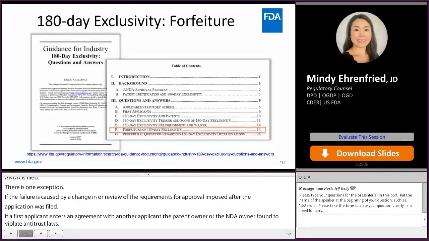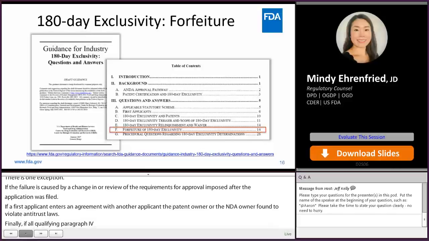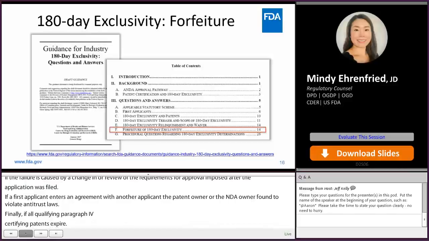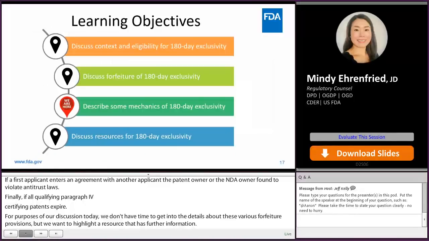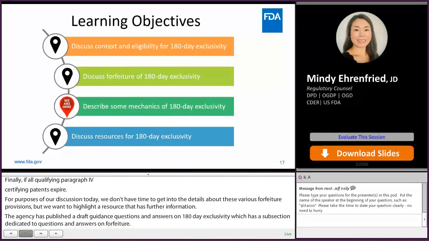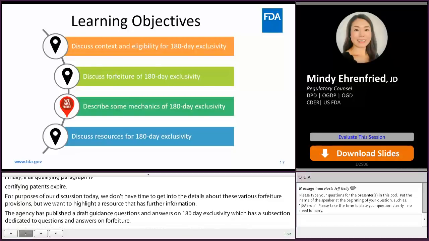For purposes of our discussion today, we don't have time to get into the details about these various forfeiture provisions, but we want to highlight a resource that has further information. The agency has published a draft guidance on questions and answers on 180-day exclusivity, which has a subsection dedicated to questions and answers on forfeiture. The draft guidance can be located on FDA's website at the link shown on the slide. We're going to shift gears now to talk about some of the mechanics on how 180-day exclusivity works.